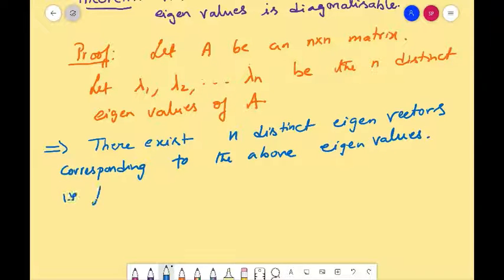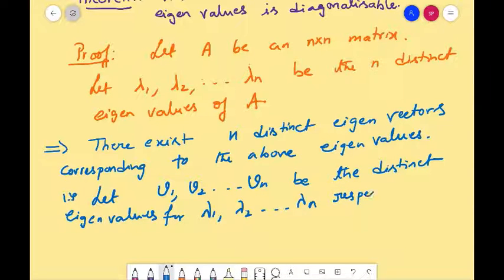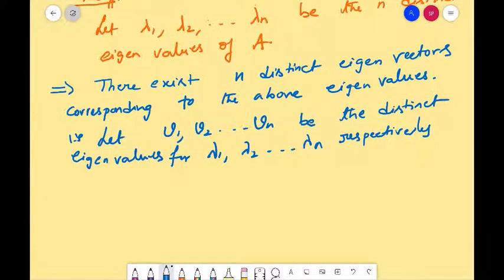That is, let V1, V2 and so on Vn be the distinct eigenvectors for lambda 1, lambda 2 and so on lambda n respectively. That means V1 is the eigenvector of lambda 1, V2 is the eigenvector of lambda 2 and so on. Vn is the eigenvector corresponding to lambda n. These are the eigenvectors.